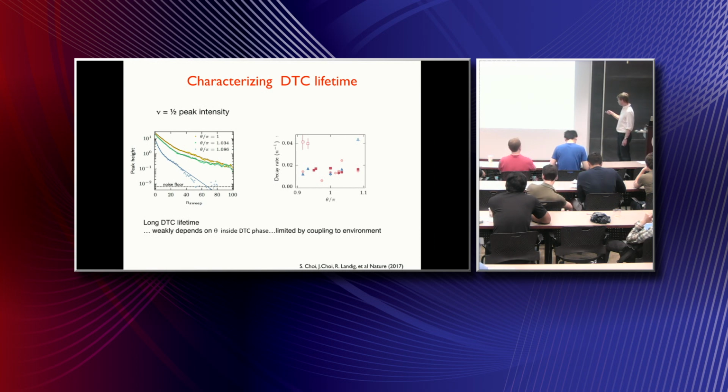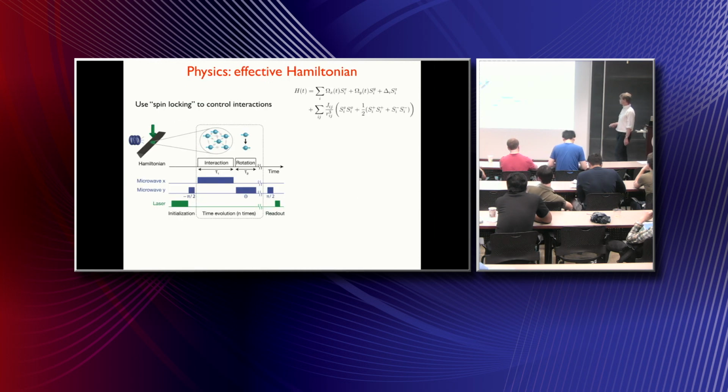But basically, small under or over rotations do not really change the lifetime of this order. So that means that this order is in some sense robust. So okay, let's now try to understand what is going on.